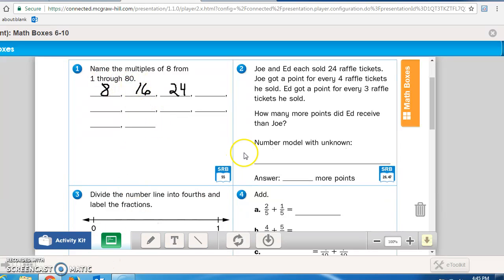Number 2 says, Joe and Ed each sold 24 raffle tickets. Joe got a point for every 4 raffle tickets he sold. Ed got a point for every 3 raffle tickets he sold. How many more points did Ed receive than Joe? Well, you're going to need to do your number model first, and then you're going to need to find the true answer. This one's a little bit trickier.